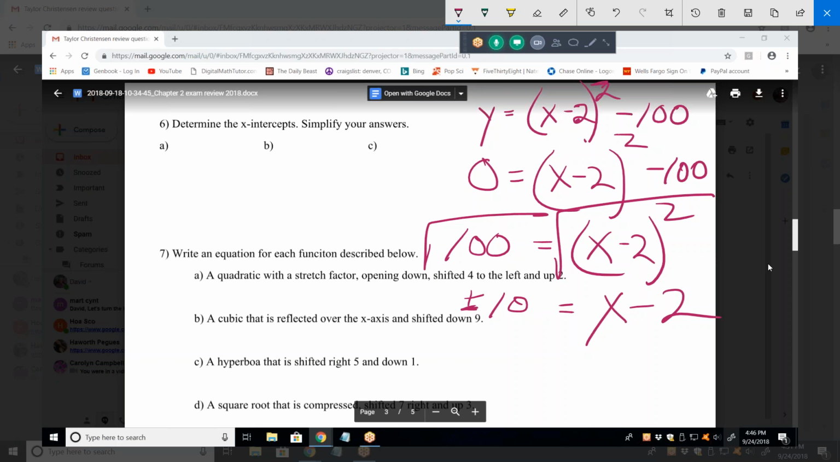So by taking the square root of that, I get x minus 2. And now I get x minus 2 equals plus or minus 10. But why wouldn't it be 4? Why would it be 4?